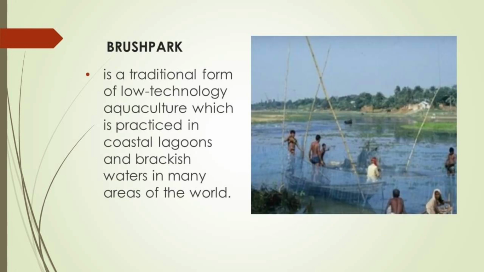Next is the brush park. It's a traditional form of low technology aquaculture which is practiced in coastal lagoons and brackish waters in many areas of the world. Basically, this is done by placing vegetation in the water to attract fish, shrimp, crabs, and many other aquatic animals that are cultivated and harvested later on.